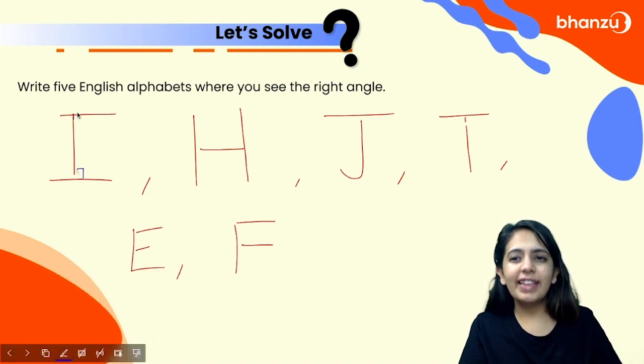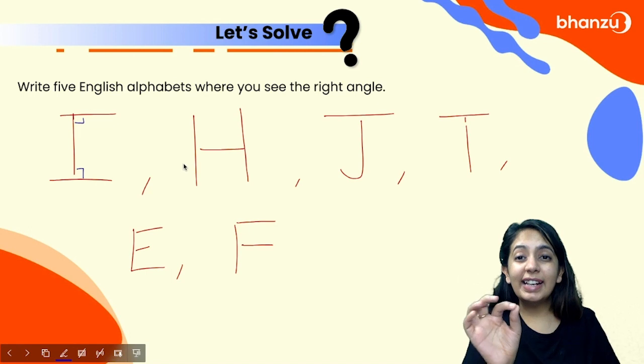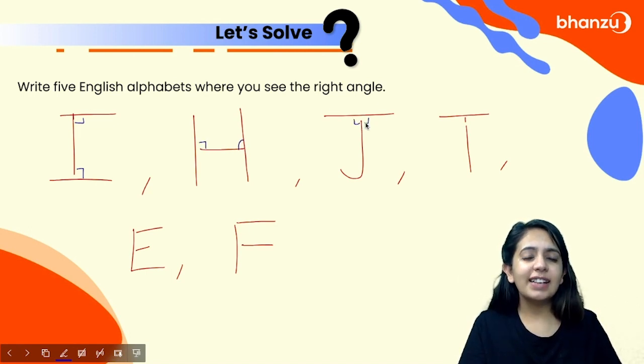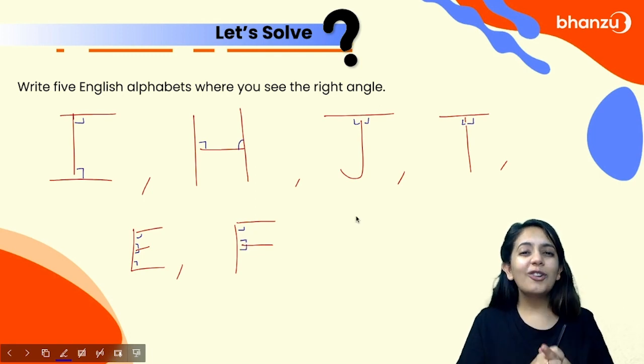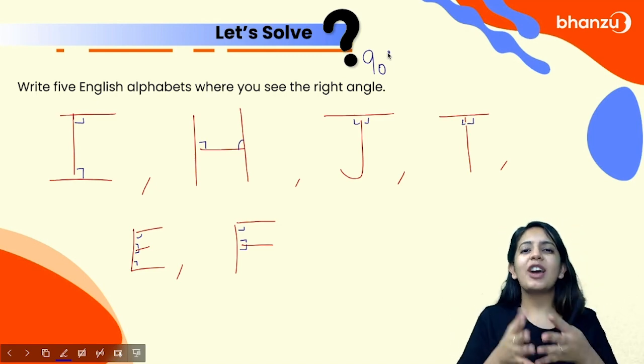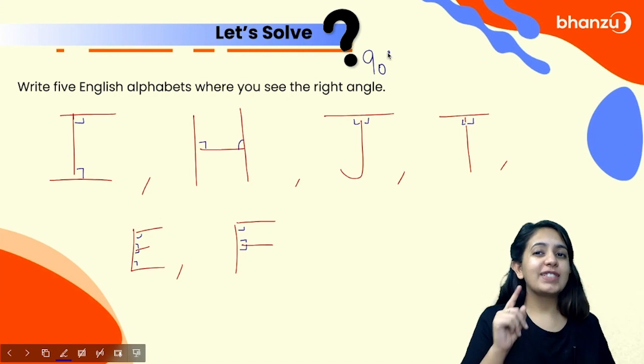Let's have a look. In the alphabet I, see it's a right angle over here, 90 degrees. In H also we can see a right angle. In J also we can see right angles. In T as well we can see right angles. In E also we can see right angles, and in F as well we can see some right angles. So in all of these alphabets we can see the angle as 90 degrees. Quickly bring in your protractors and make the shapes, try to find out by yourself. Make sure you're using the ruler as well.